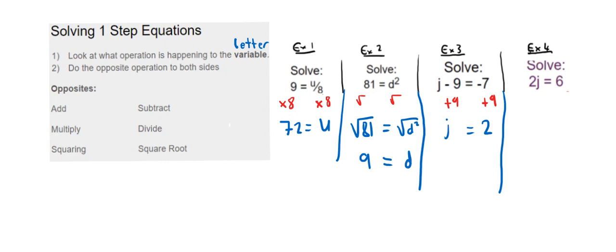Last example then. j here is being multiplied by 2. You should remember in algebra, if a number and a variable are written beside each other like that, that means multiply. So j is being multiplied by 2 here. Because it's being multiplied by 2, I'm going to do the opposite again. I'm going to divide by 2 on both sides. j equals 6 divided by 2, which is 3.